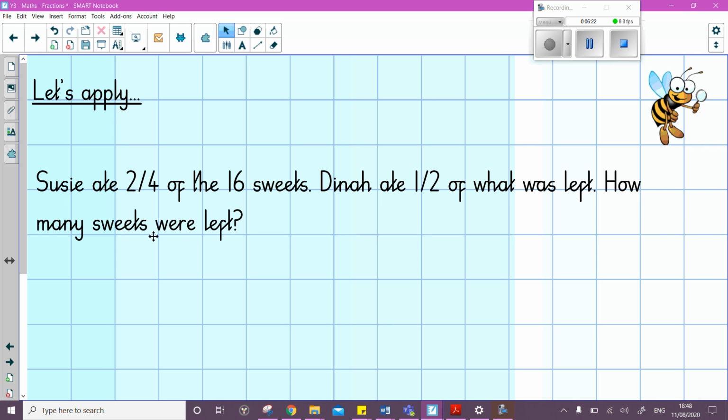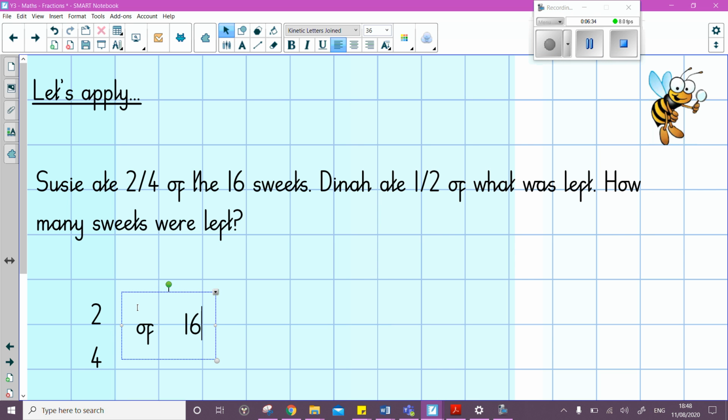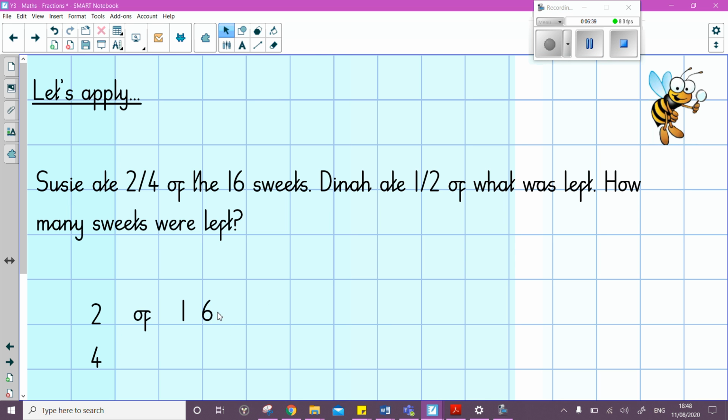So this is a 2-step problem. Susie ate 2/4 of 16. So we need to find 2/4 of 16. But then Dina ate half of what was left. So you need to first find 2/4 of 16 to find out how much Susie ate, and then whatever was left, Dina ate half of that. So can you identify how many sweets were left at the end?